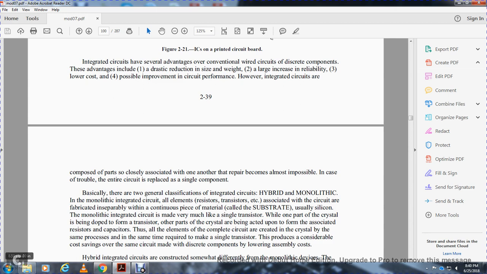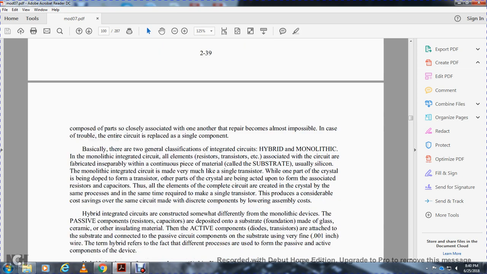One part of the crystal is doped to form the transistor. Other parts of the crystal are acted upon to form the associated resistors and capacitors. All these elements of the complete circuit are created within the crystal by the same process within the same time that is required for a single transistor, which produces considerable cost savings over the same circuit made with discrete components, lowering assembly costs.